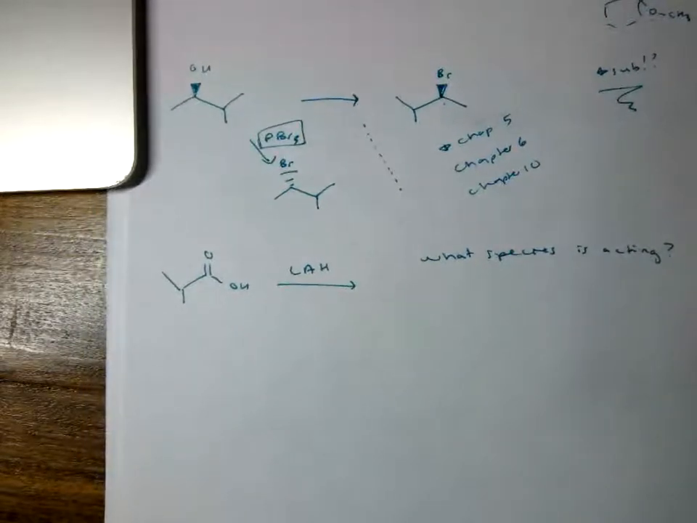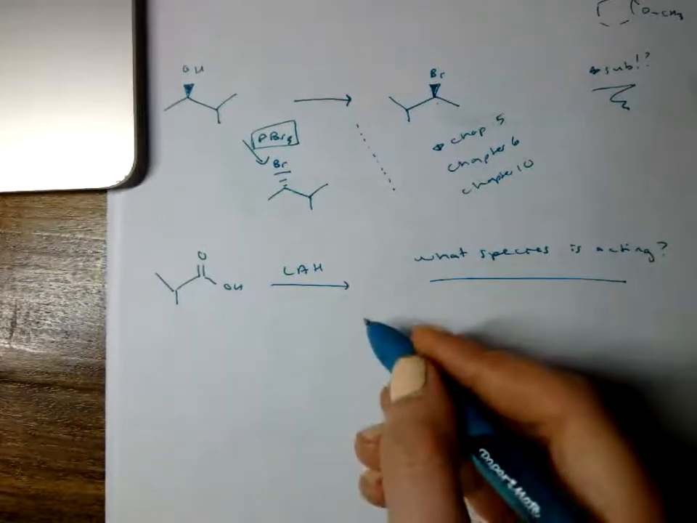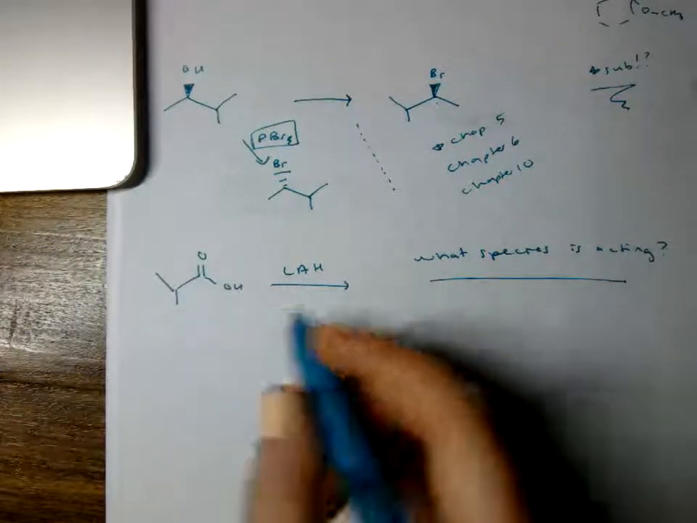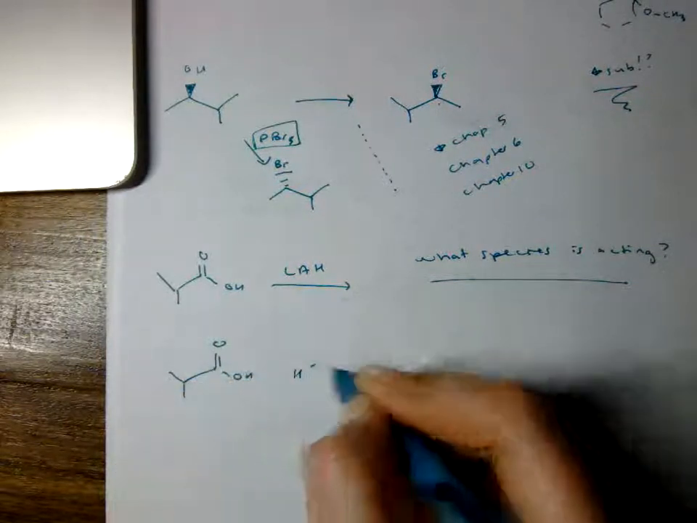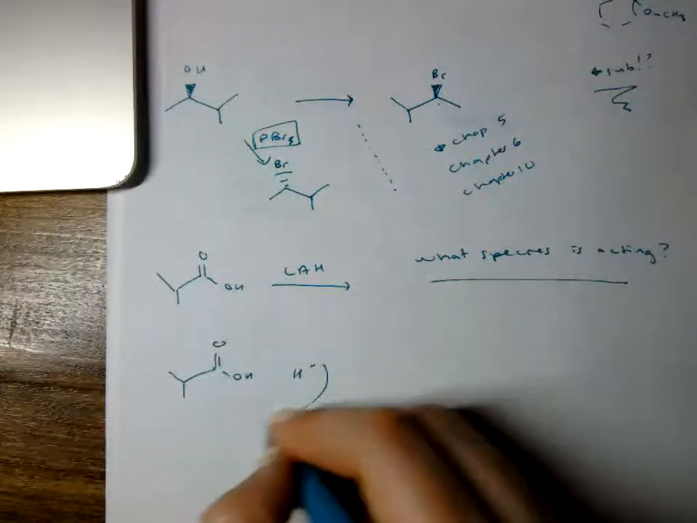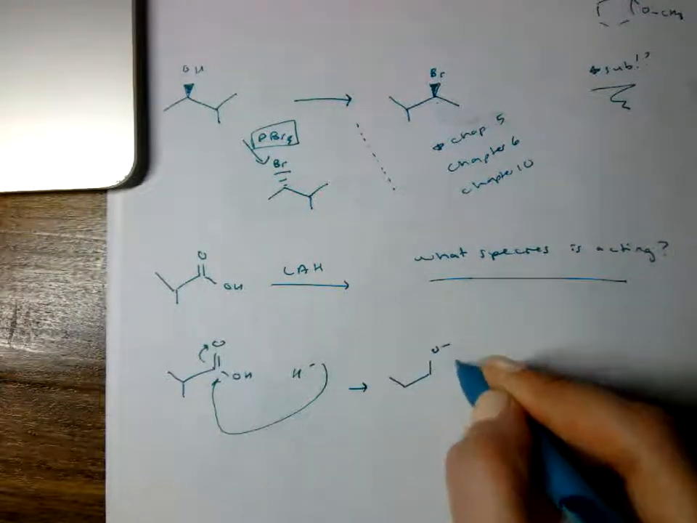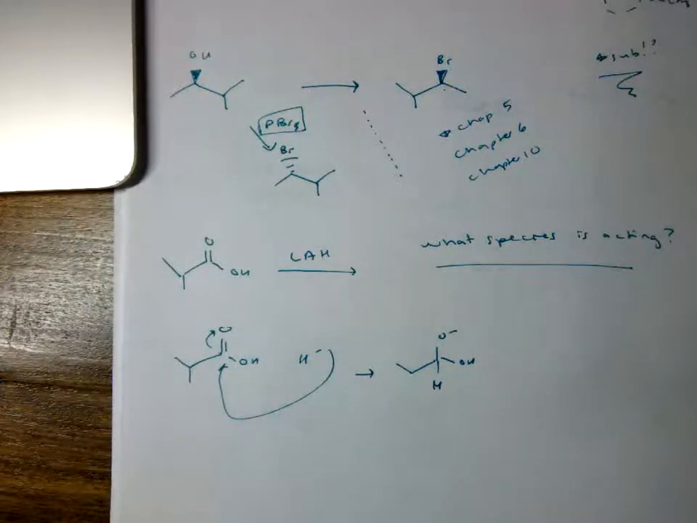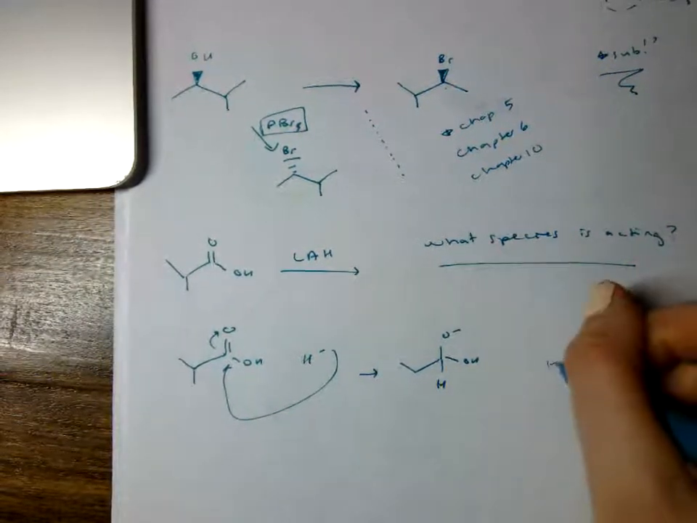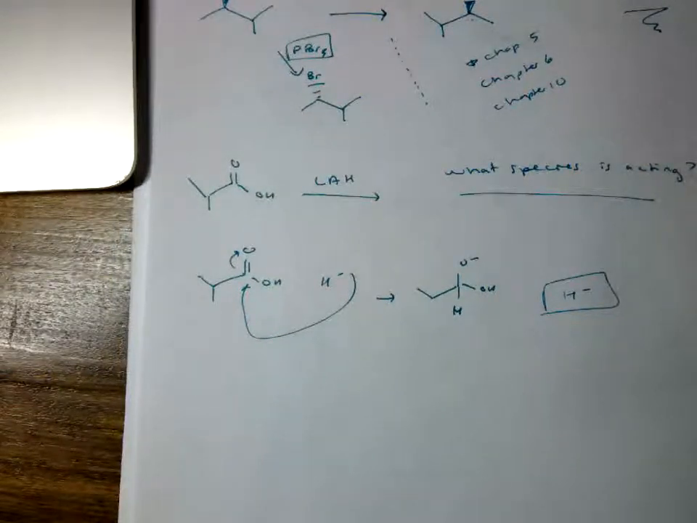Okay, and then question 3 is, what is this species that's effectively acting when you reduce a carboxylic acid with LAH? And I've showed this to y'all a few times. I actually just write it as H minus, because that's essentially what's happening: H minus is coming in here and attacking, and you get this. So the right answer to that question is H minus. That's basically what's acting, H minus generated by the LAH.